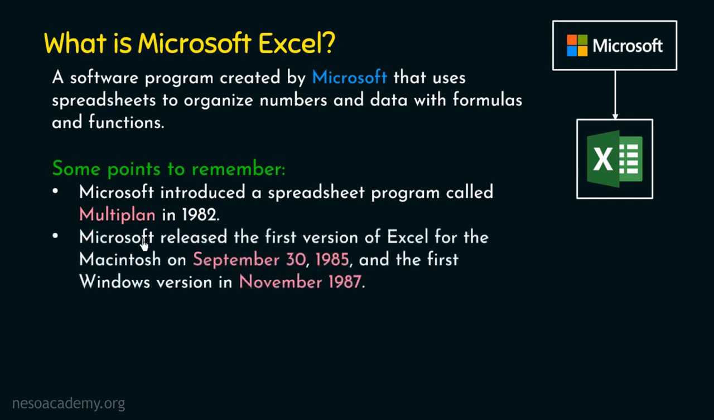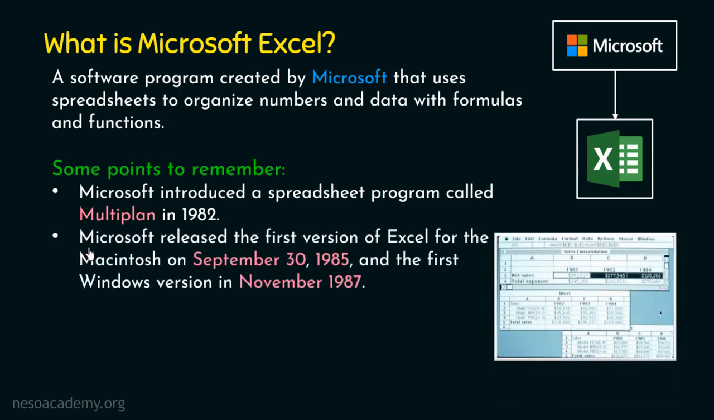Now let's talk about the point number 2. So the point number 2 says that Microsoft released the first version of Excel for the Macintosh on September 30, 1985, and the first Windows version in November 1987. So when Multiplan in 1982 lost its popularity, Microsoft released the very first version of Excel for the Macintosh on September 30, 1985. And this is how it looked like. This was the very first version of Excel for Macintosh. And then Microsoft released the Windows version of Excel in November 1987. So that's all about the point number 2.